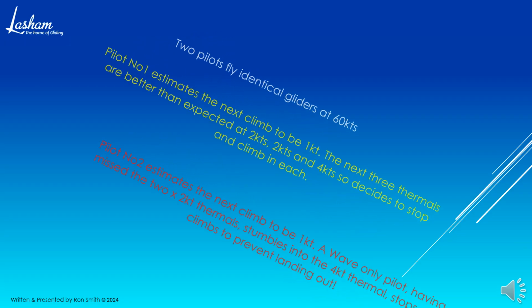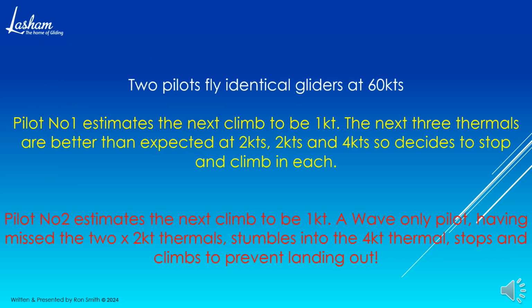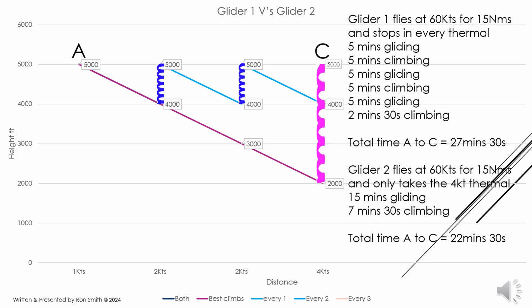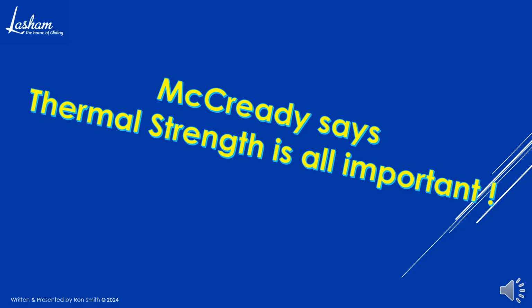Let's say two pilots are flying identical gliders through the exact same air mass. Pilot number 1 stops in every thermal. Pilot number 2 stops only in the strongest thermal. Both pilots take 15 minutes to cover the 15 nautical miles flying at 60 knots. However, pilot 1 spends 12 minutes 30 seconds climbing, and pilot number 2 spends 7 minutes 30 seconds climbing. McCready says thermal strength is all important.